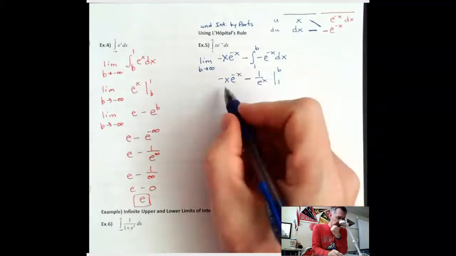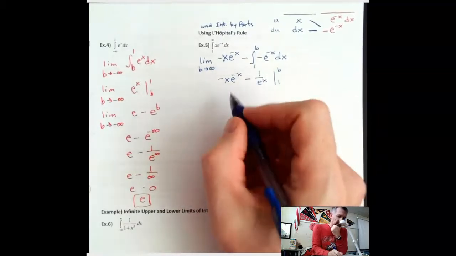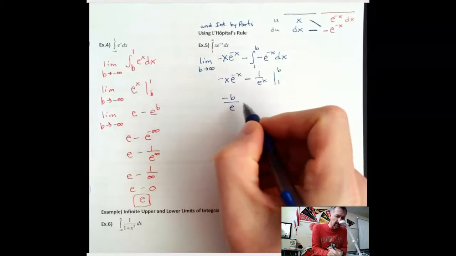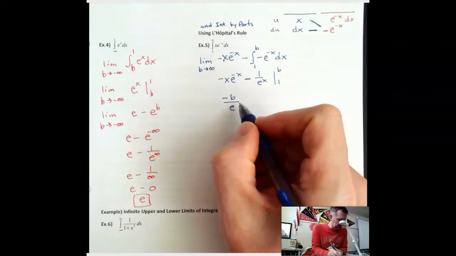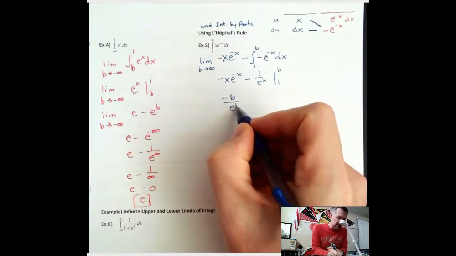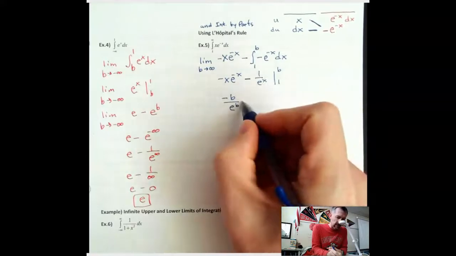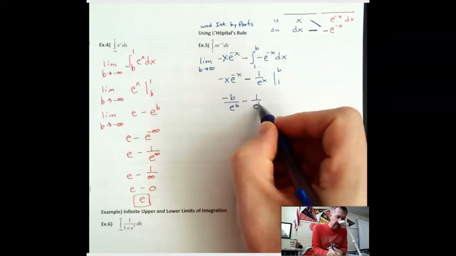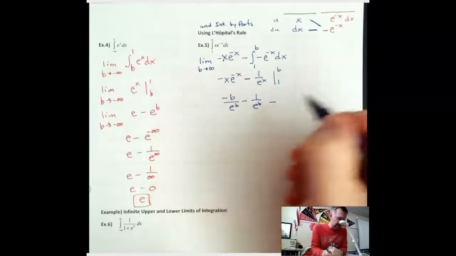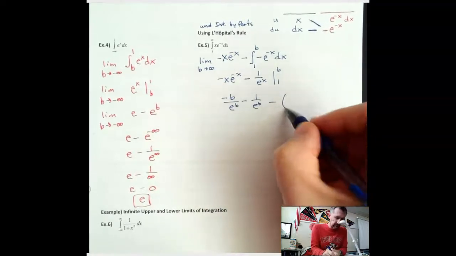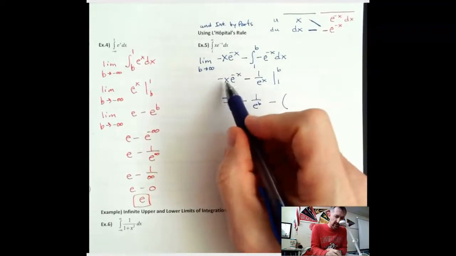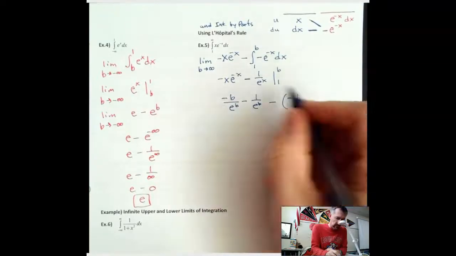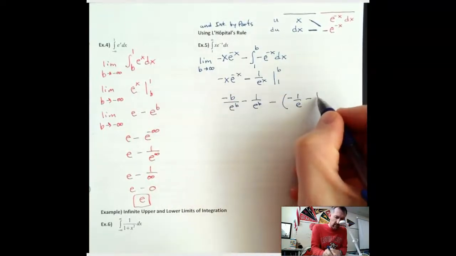So then if we plug that in here, we're going to have negative b over e to the b minus 1 over e to the b minus, plug a 1 in there, we're going to get negative 1 over e minus 1 over e.